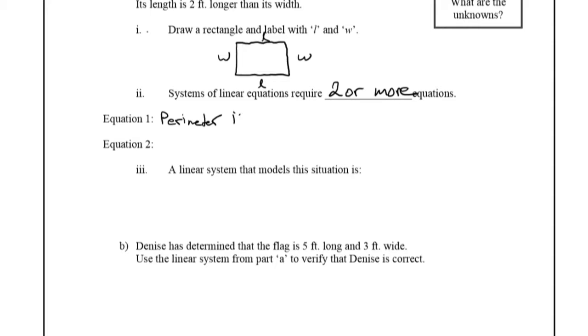The perimeter is 16. Now, I know if I have a rectangle, if I take the length of one side, add it to the length of another side, add it to the width, add it to the width, I'm going to end up with the perimeter. And in this case, that is 16. Length plus width plus width. That's the distance around the outside. That's the definition of perimeter.